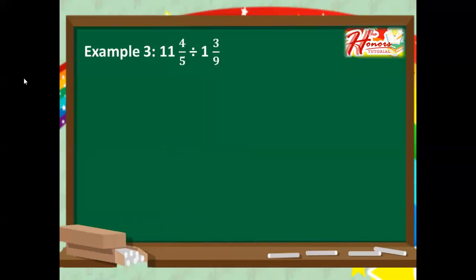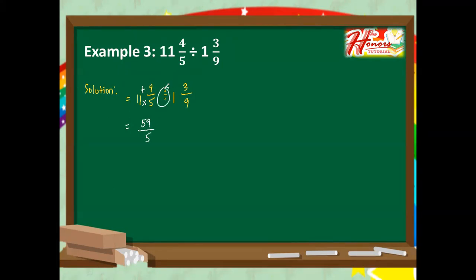Example number 3. So we have here 11 and 4 over 5 divided by 1 and 3 over 9. So let's copy the given first. So that is 11 and 4 over 5 divided by 1 and 3 over 9. So kindly change the mixed numbers into improper fractions. So we have here 5 times 11, that's 55, plus 4, that's 59, over 5.